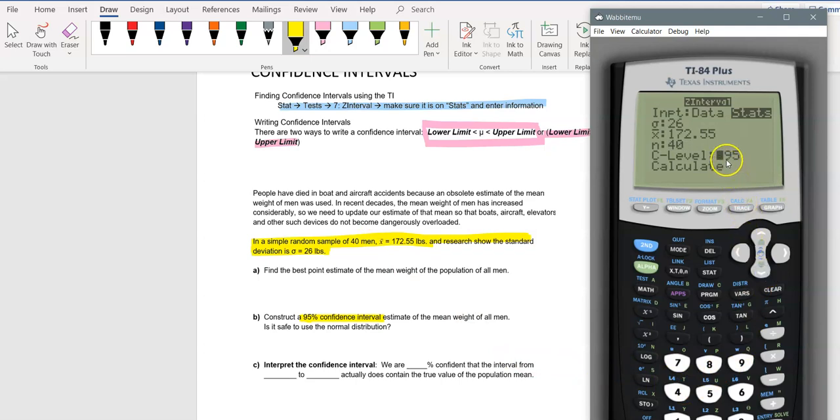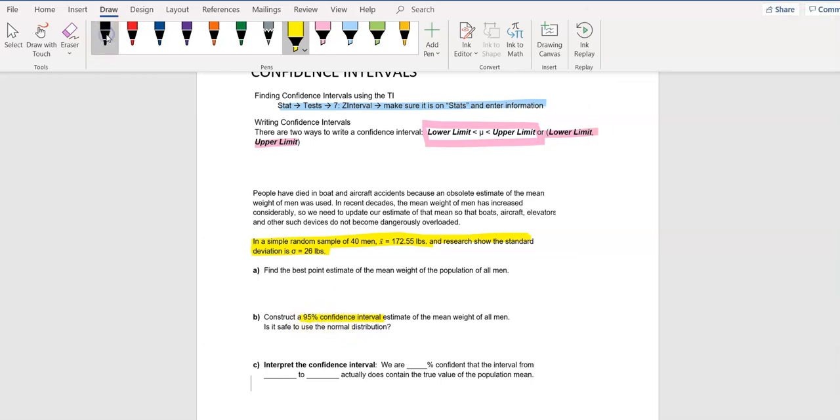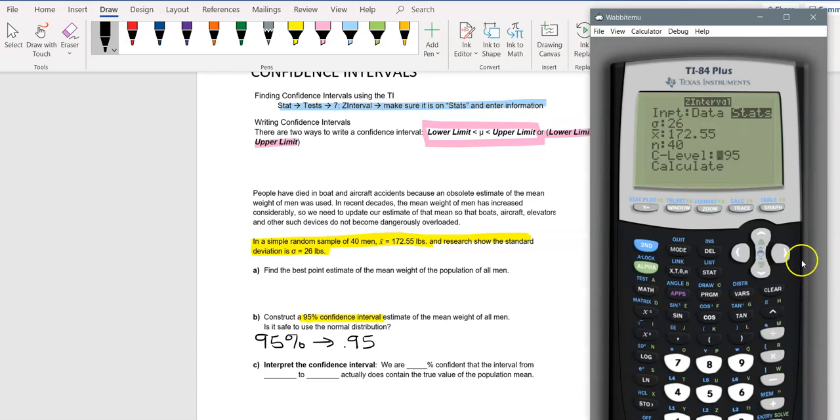Now your calculator defaults to 95% confidence, which is exactly what we would be looking for here. But if it were ever 90% confidence or 99% confidence, you would take your confidence percentage that you're given and change it to a decimal. So 95% as a decimal is 0.95. And so that's what you'll want to use in your calculator. So that's actually already there for us. I'm just going to arrow down and go ahead and hit calculate.